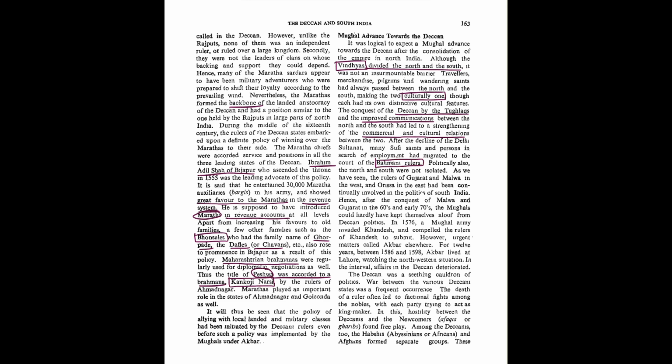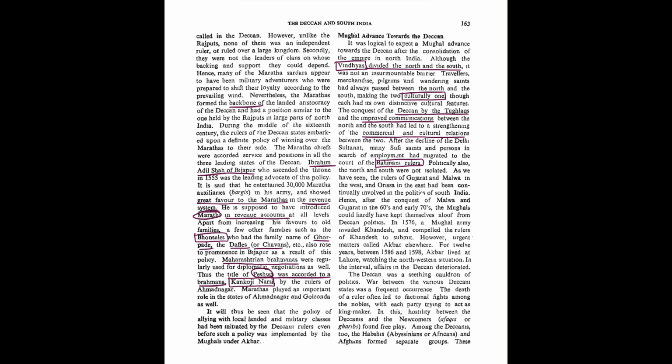Politically, also, the north and south were not isolated. As we have seen, the rulers of Gujarat and Malwa in the west and Odisha in the east have been continually involved in the politics of South India. Hence, after the conquest of Malwa and Gujarat in the 60s and early 70s, the Mughals could hardly have kept themselves aloof from the Deccan politics.